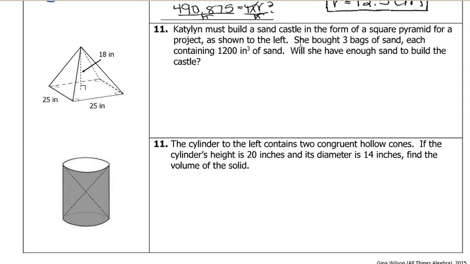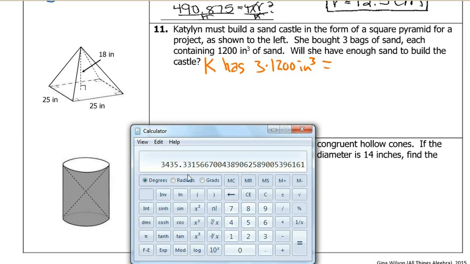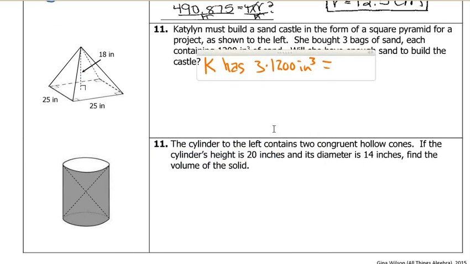Alright, so we know she had 3 bags of sand. So let's look at how much sand she has. So Caitlin, I'm just going to put K, has 3 times 1,200 inches cubed of sand, which is how much sand in total. Let's use our handy dandy calculator. So 3 times 1,200 should be 3,600. So she should have 3,600 inches cubed of sand.